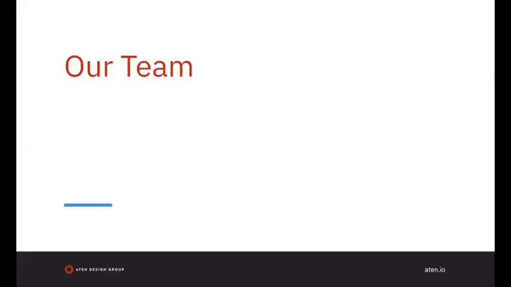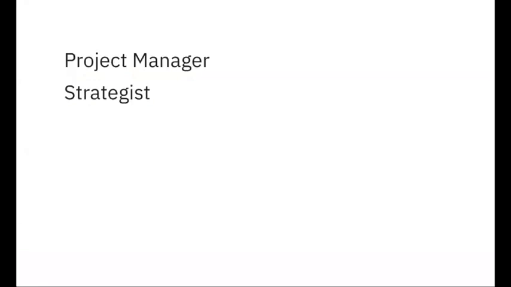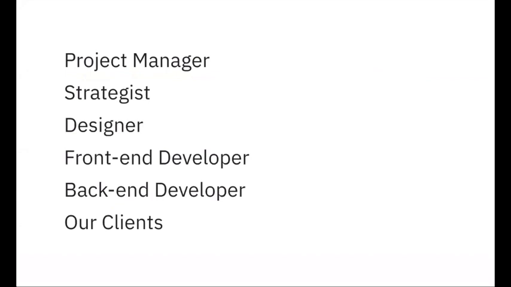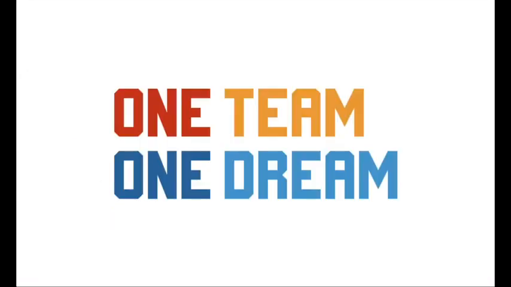So how does Aten put all of the parts together? And what does collaboration mean at Aten? Our team is made up of many different roles: project managers, strategists, designers, developers, both front end and back end, each with their own perspective. And all of these roles must collaborate together. But we take that a step further, and we work to include the client in as many parts of the process as possible. We cannot create successful products without active collaborative involvement from our clients. We have a one team, one dream mentality. We treat clients as if they are part of our team.